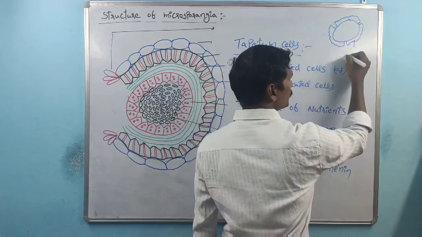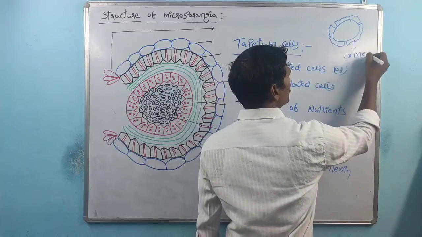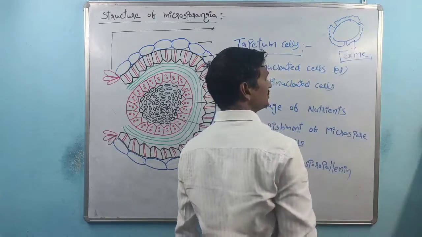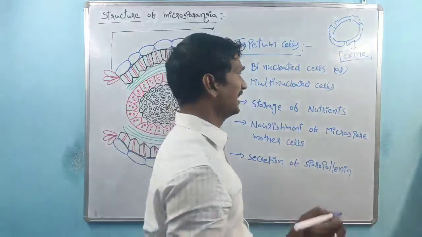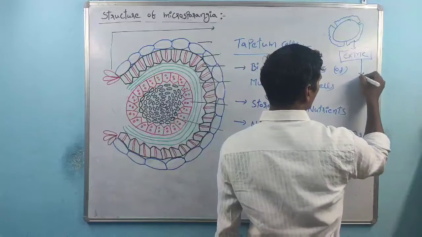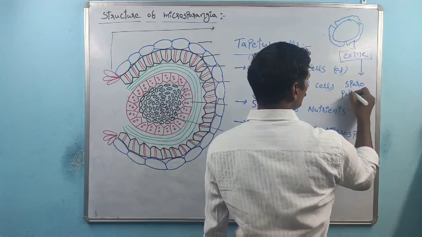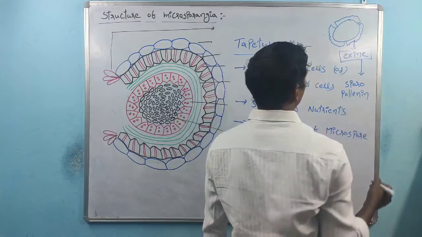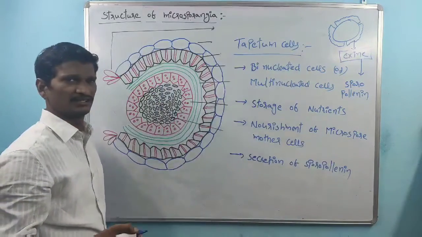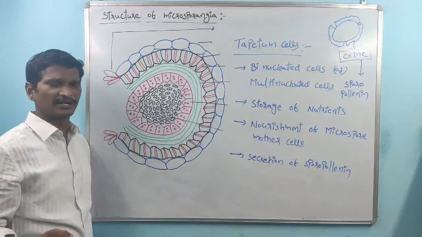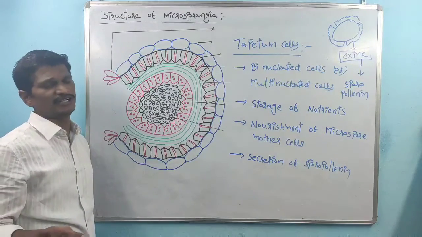Actually, the outermost structure of the pollen grain is called the exine. Exine is made up of sporopollenin, right? So that is about the exine. Exine is majorly made up of sporopollenin.